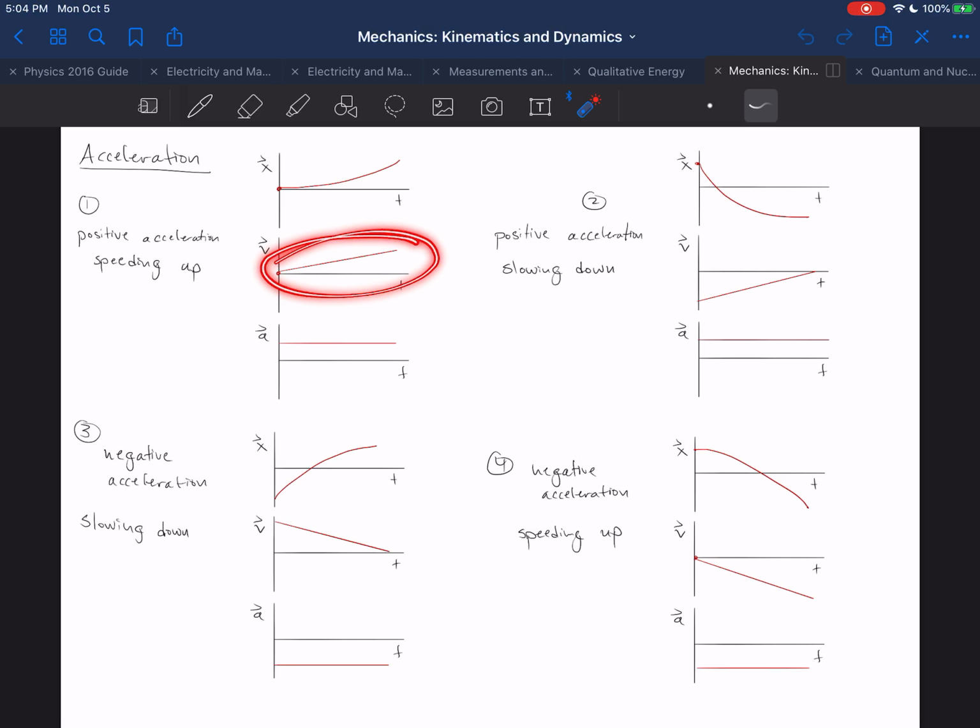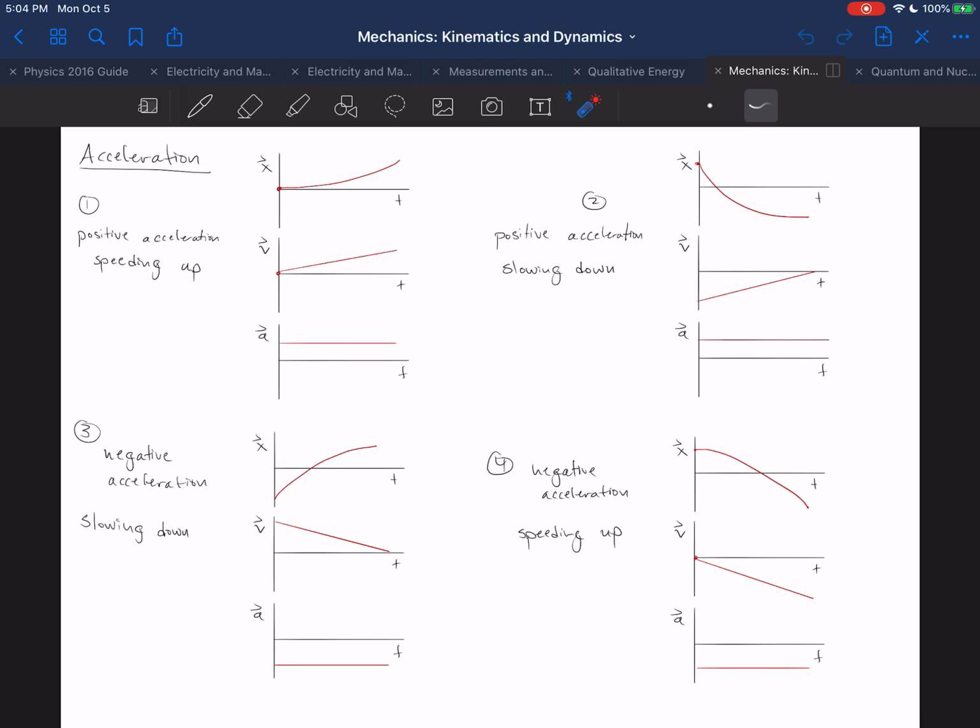The slope of this graph corresponds to the value attained by the acceleration. And if the velocity is increasing, that means the slope of the position time graph is going to increase. You can see that a tangent line drawn at different points to this curve will slowly be increasing in slope. But let's take a look at a couple of other examples.